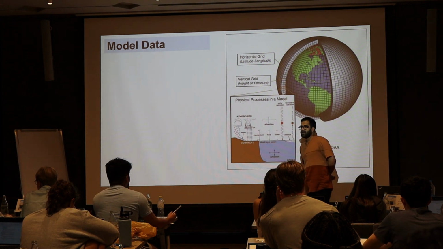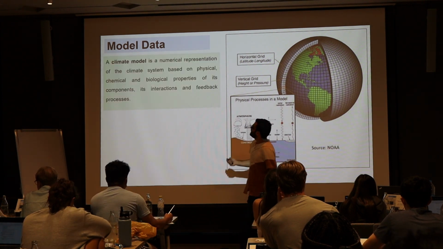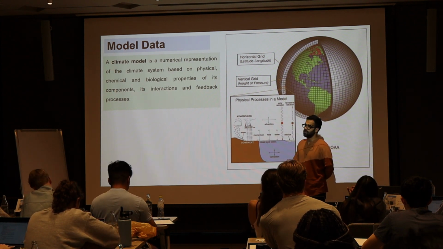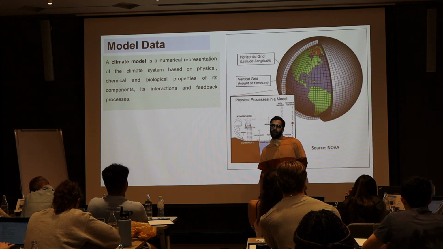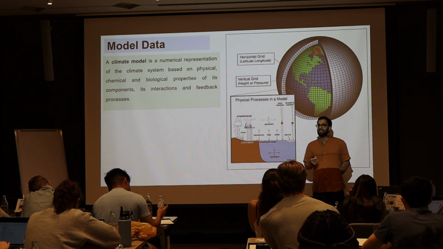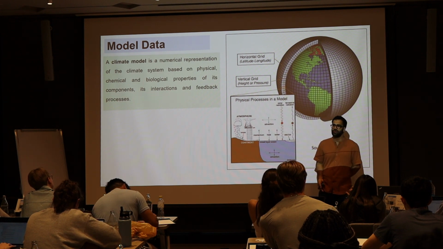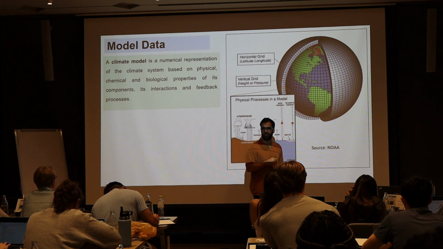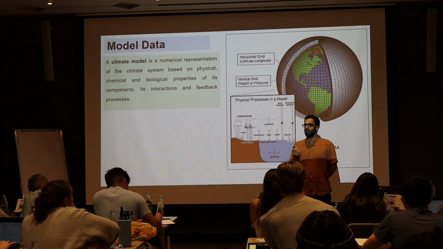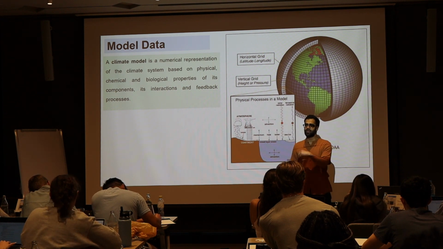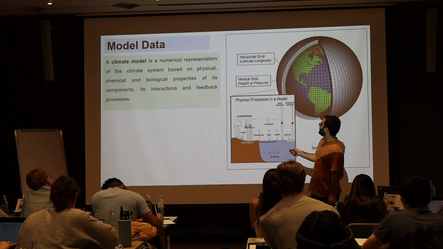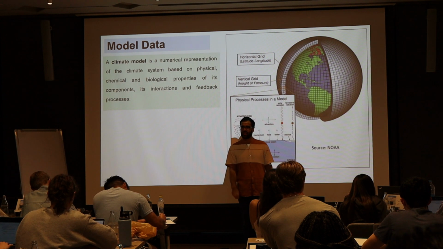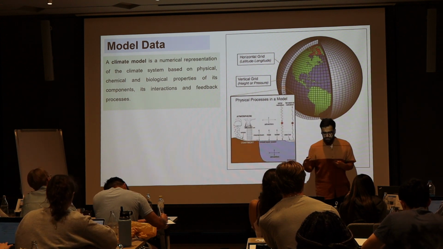Okay, then we have the model data. So basically the climate model is a numerical representation of the climate system based on the physical, chemical, and biological properties and the feedback associated with it. So in a climate model, we represent everything in terms of equations. Yesterday you saw how we can use equations to understand the basics of climate change. We were doing the small equilibrium between the input radiation and output radiation. That's a component, a part of this climate model. They use physical equations to understand the different processes.